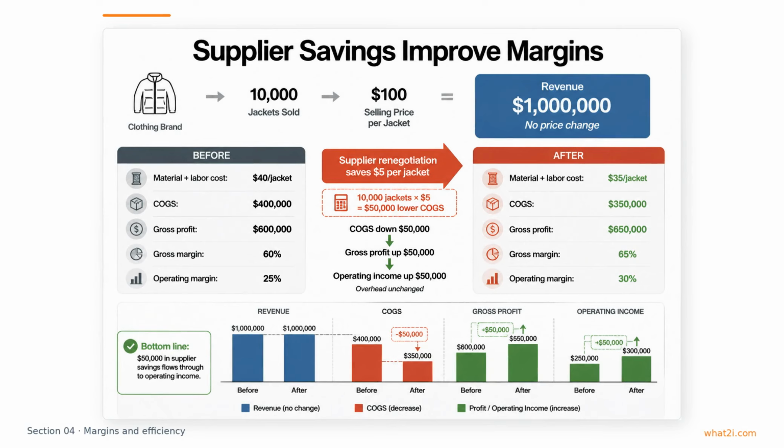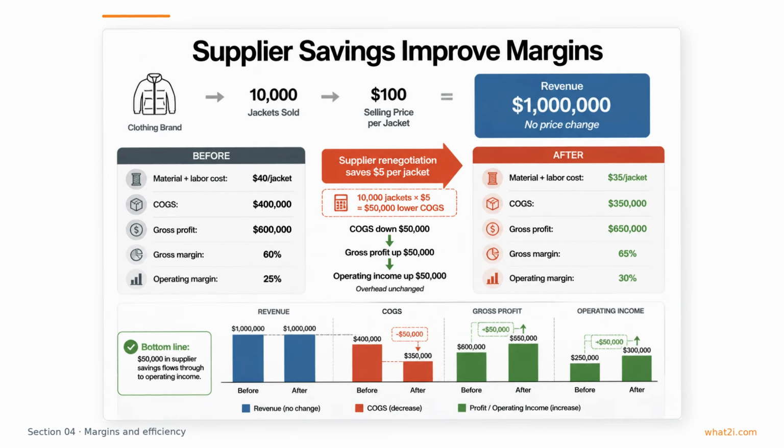The clothing brand example shows how cost savings flow through the income statement. Revenue stays at $1 million because the company still sells 10,000 jackets at $100 each. Material and labor cost falls from $40 to $35 per jacket, reducing COGS by $50,000. That lifts gross profit by the same $50,000, so gross margin rises from 60% to 65%.